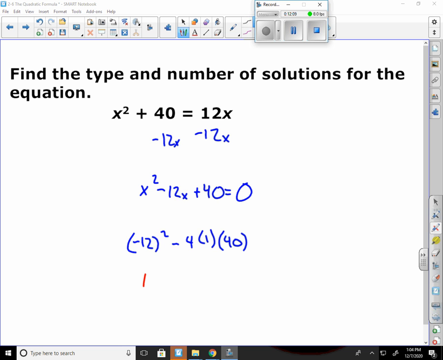Negative 12 squared is 144. 4 times 1 is 4, times 40 is 160. Good. So then 144 minus 160 gives us negative 16. So what would our type and number of solutions be?